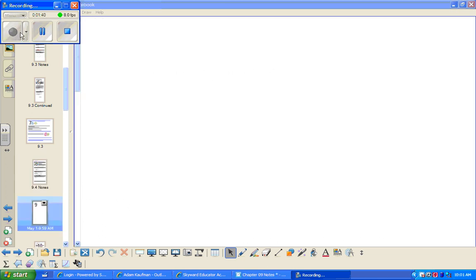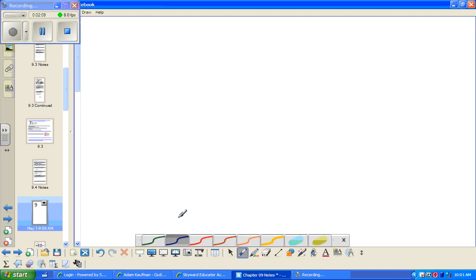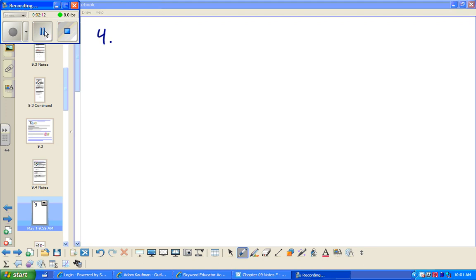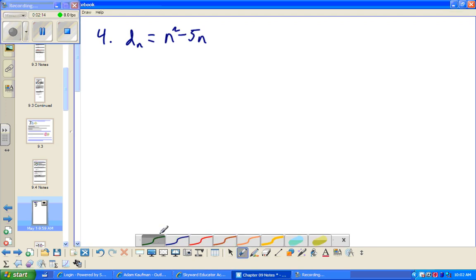So if you're told, like on numbers 1 through 4, to find the first 6 terms and the 100th term of the explicitly defined sequence, well, that means if it's explicitly defined, they've given you some sort of formula to get each term in the sequence. So, for instance, if we looked at number 4, it says that d sub n equals n squared minus 5n.